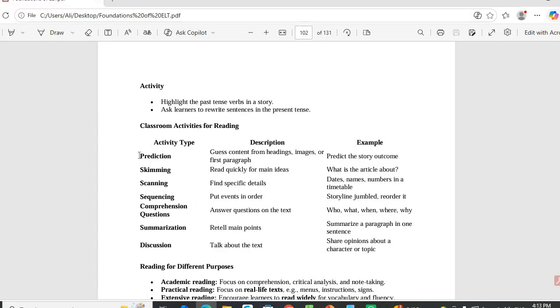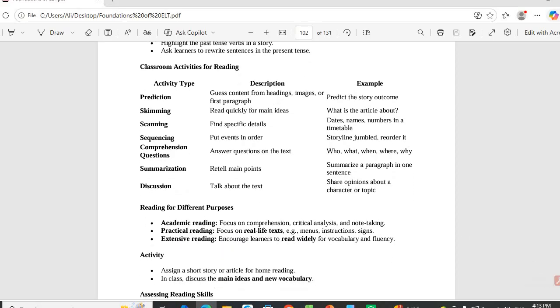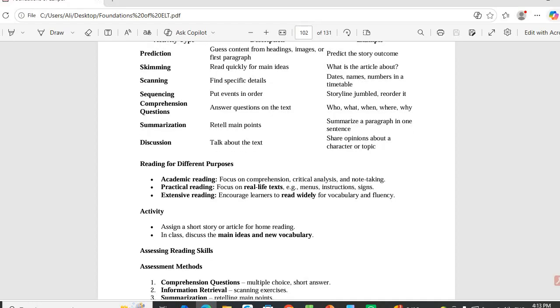So these are some of the classroom reading activities that you, the teacher, can do with your students in the classroom. It's not just a passage that we read and then we answer the comprehension questions, true, false, this question and that's it. No, make all these strategies and activities part of the classroom, so that you will see that this will help the students develop their English language proficiency in general. Reading for different purposes: academic purpose, practical reading, and extensive reading. These are different reasons why people read.